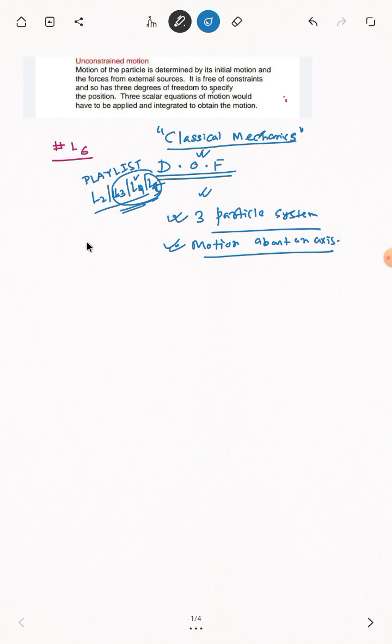Today we are going to discuss some problems of CSIR NET on this topic, degree of freedom.